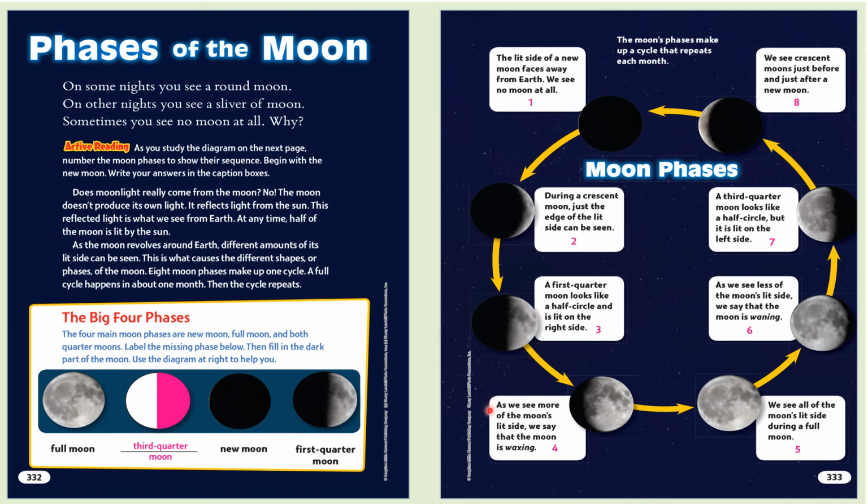As we see more of the moon's lit side, we say that the moon is waxing. We see all of the moon's lit side during a full moon. As we see less of the moon's lit side, we say that the moon is waning. A third quarter moon looks like a half circle, but it is lit on the left side. We see crescent moons just before and just after a new moon.